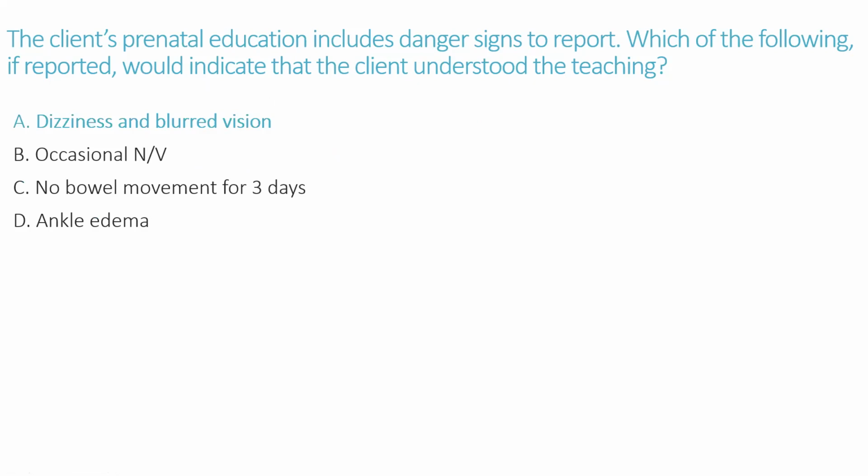Dizziness and blurred vision could be a symptom of preeclampsia, which is high blood pressure, things like that. And the rest are not danger signs. Our mothers could be constipated. They could have ankle edema. We talked about all of this, so very proud of you guys for doing that.